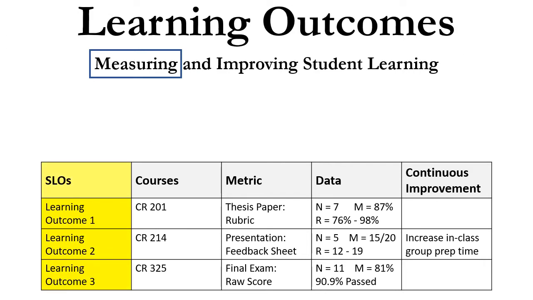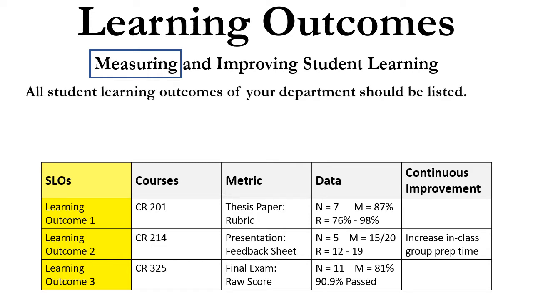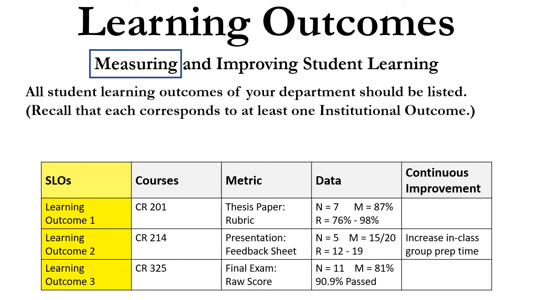Right? So just going to review column by column. The learning outcomes column, right? What is this doing? What this is doing is listing all of the student learning outcomes that your department or program has for the students, the expectations.